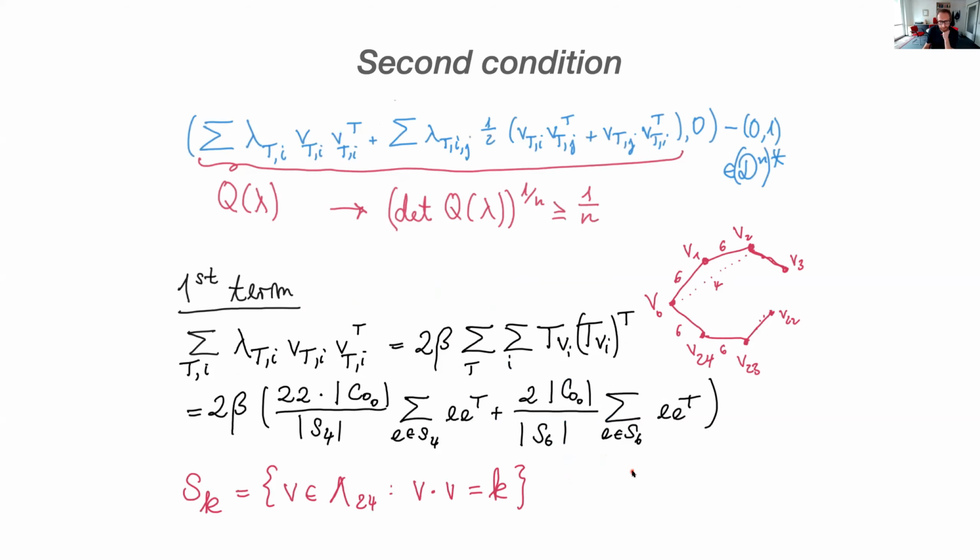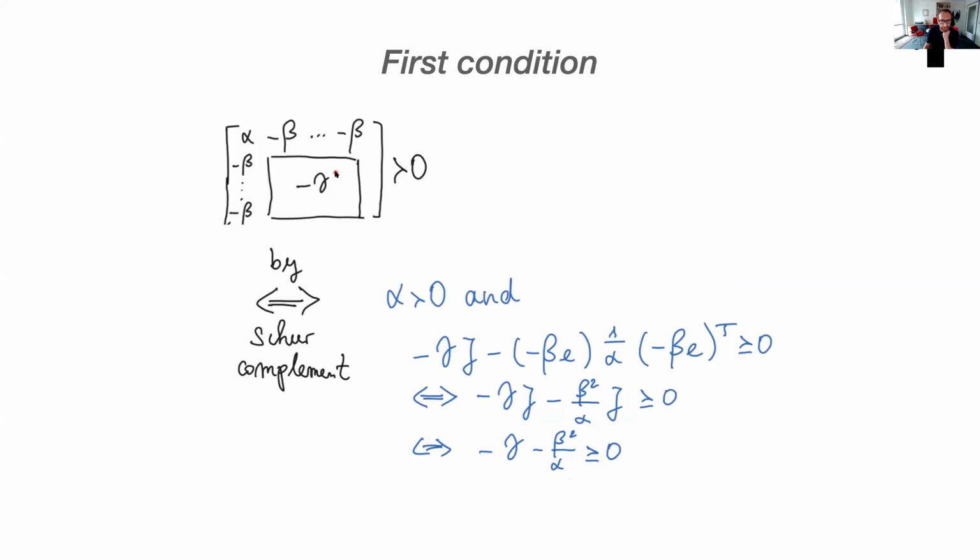Yeah, so that this matrix is positive semi-definite boils down to the fact that this inequality is true. This inequality between numbers is true. So this deals with the first condition.